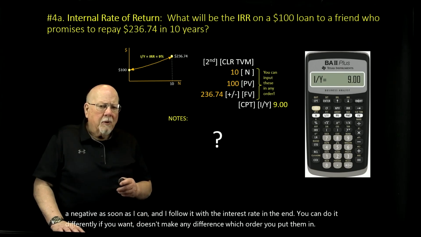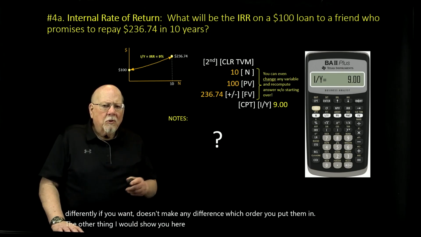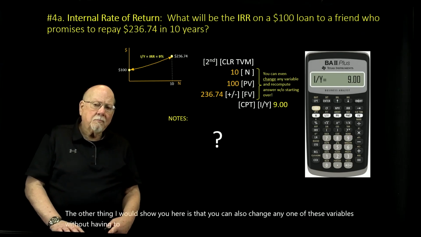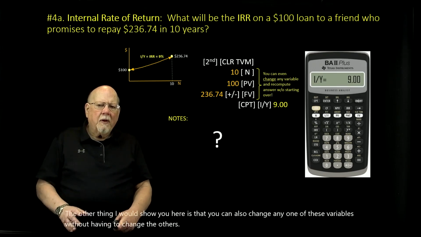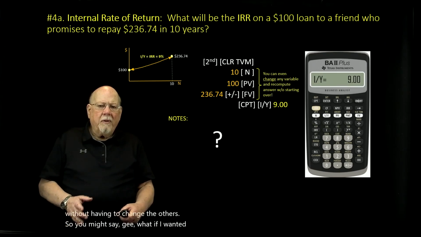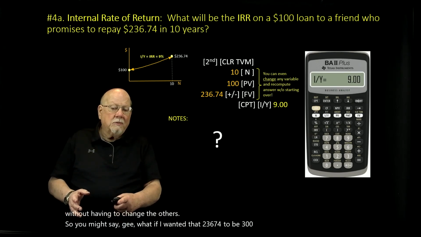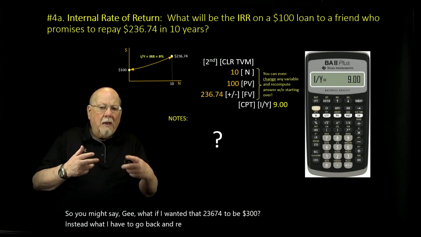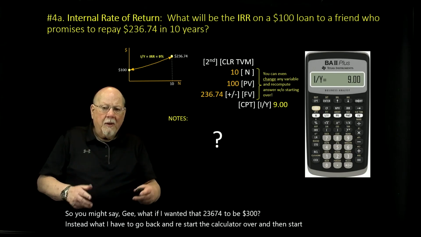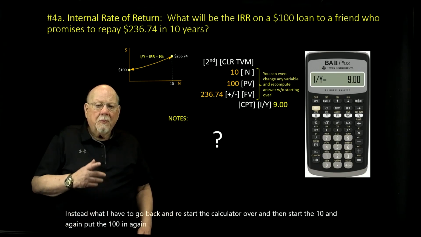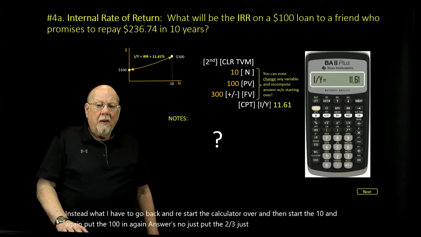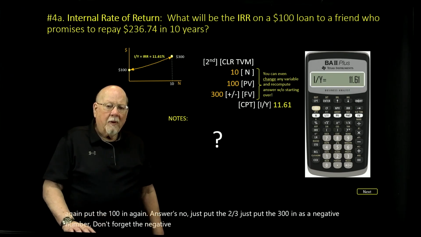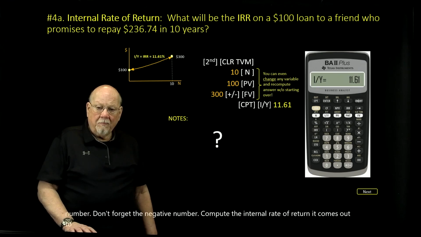The other thing I would show you here is that you can also change any one of these variables without having to change the others. So you might say, gee, what if I wanted that $236.74 to be $300 instead? Would I have to go back and restart the calculator over and then start the 10 in again, put the 100 in again? The answer is no. Just put the 300 in as a negative number. Don't forget the negative number. Compute the internal rate of return. It comes out to 11.61.